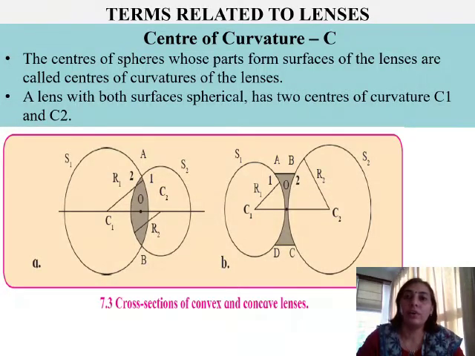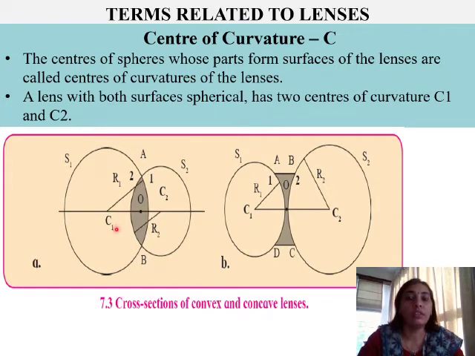Let us now get acquainted with certain terms related to lenses. The first term that we are learning is center of curvature. Center of curvature is represented by capital C. The centers of the spheres whose parts form surfaces of the lenses are called centers of curvature of the lenses. A lens with both surfaces spherical has two centers of curvature, C1 and C2.